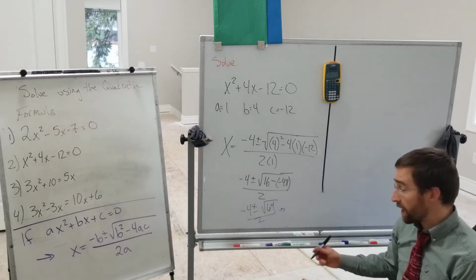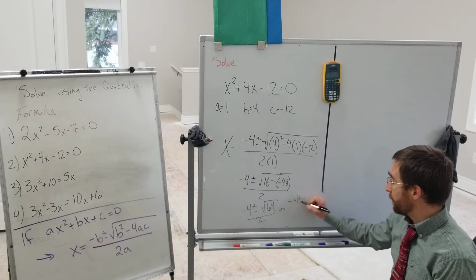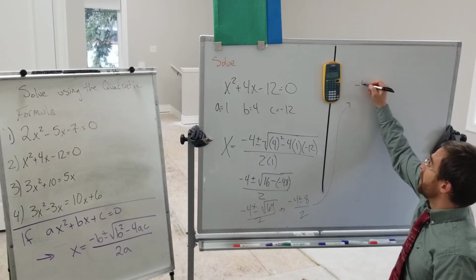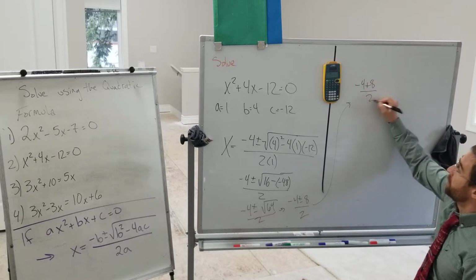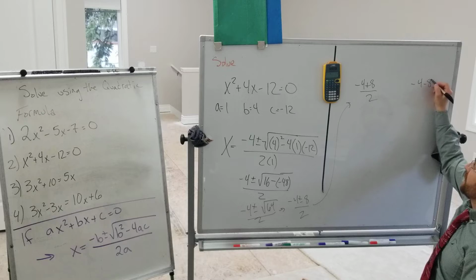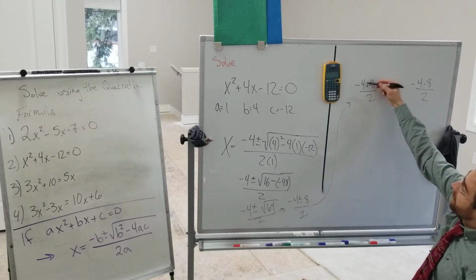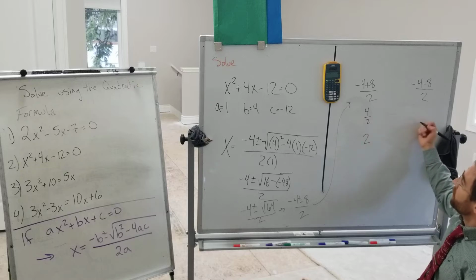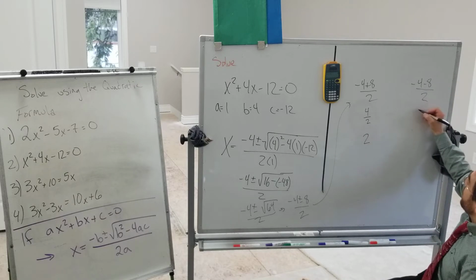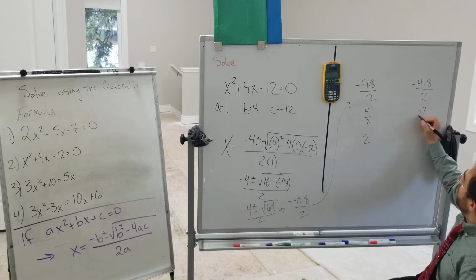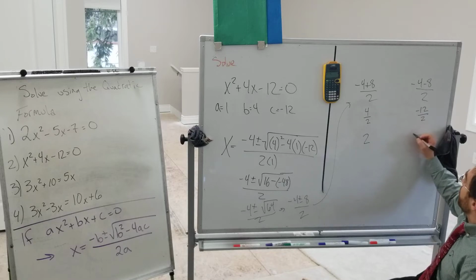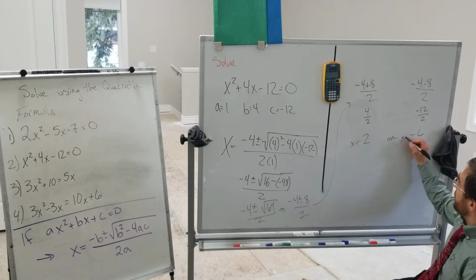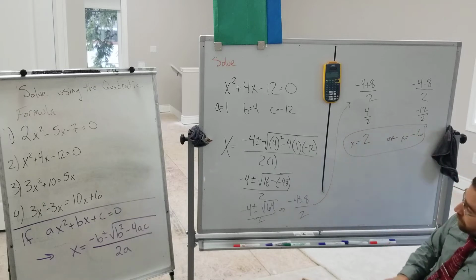Square root of 64 is 8. Negative 4 plus or minus 8 over 2. Same thing, we just go negative 4 plus 8 over 2, negative 4 minus 8 over 2. Negative 4 plus 8 is 4, divided by 2 equals 2. Negative 4 minus 8 is negative 12, divided by 2, that's negative 6. So x equals 2, or x equals negative 6.